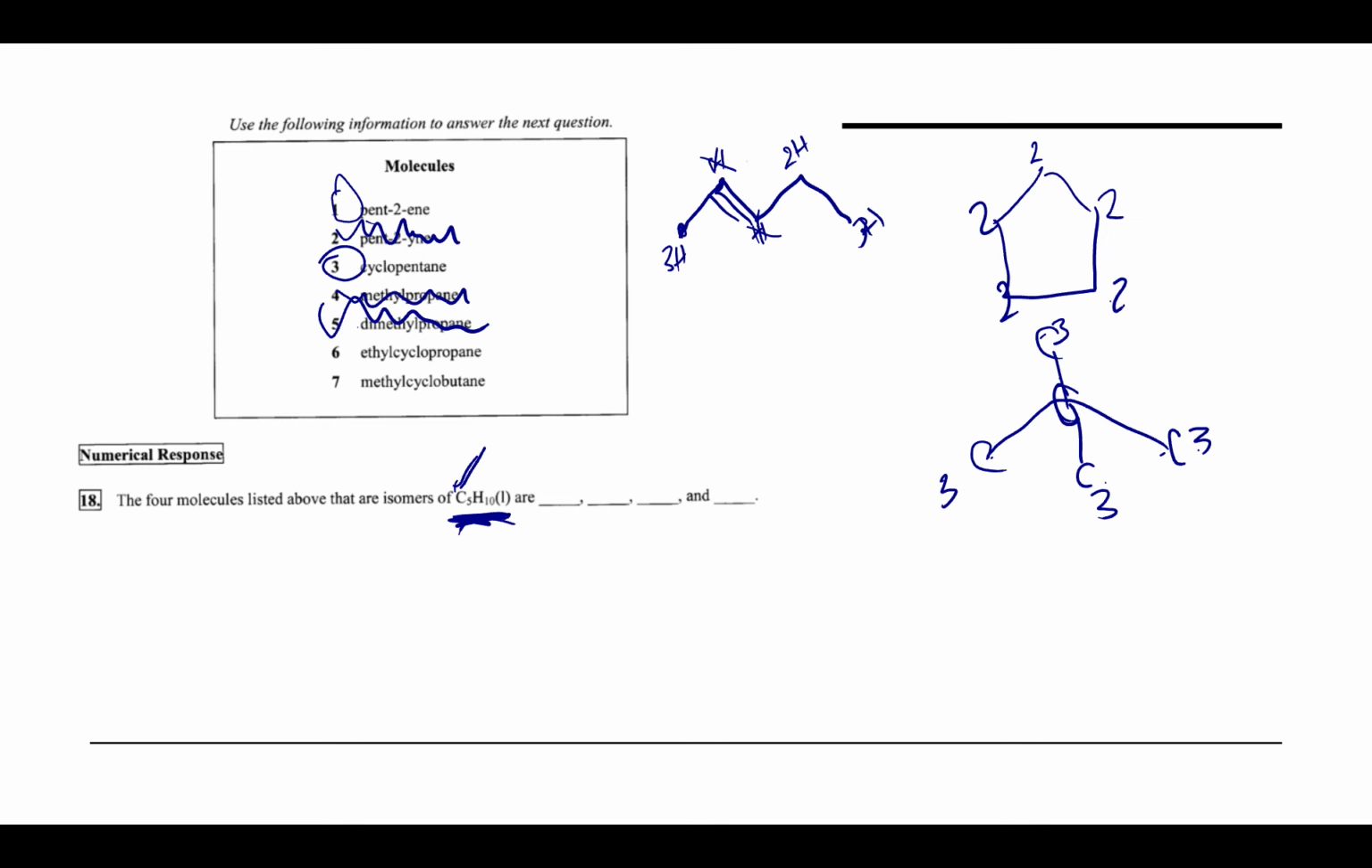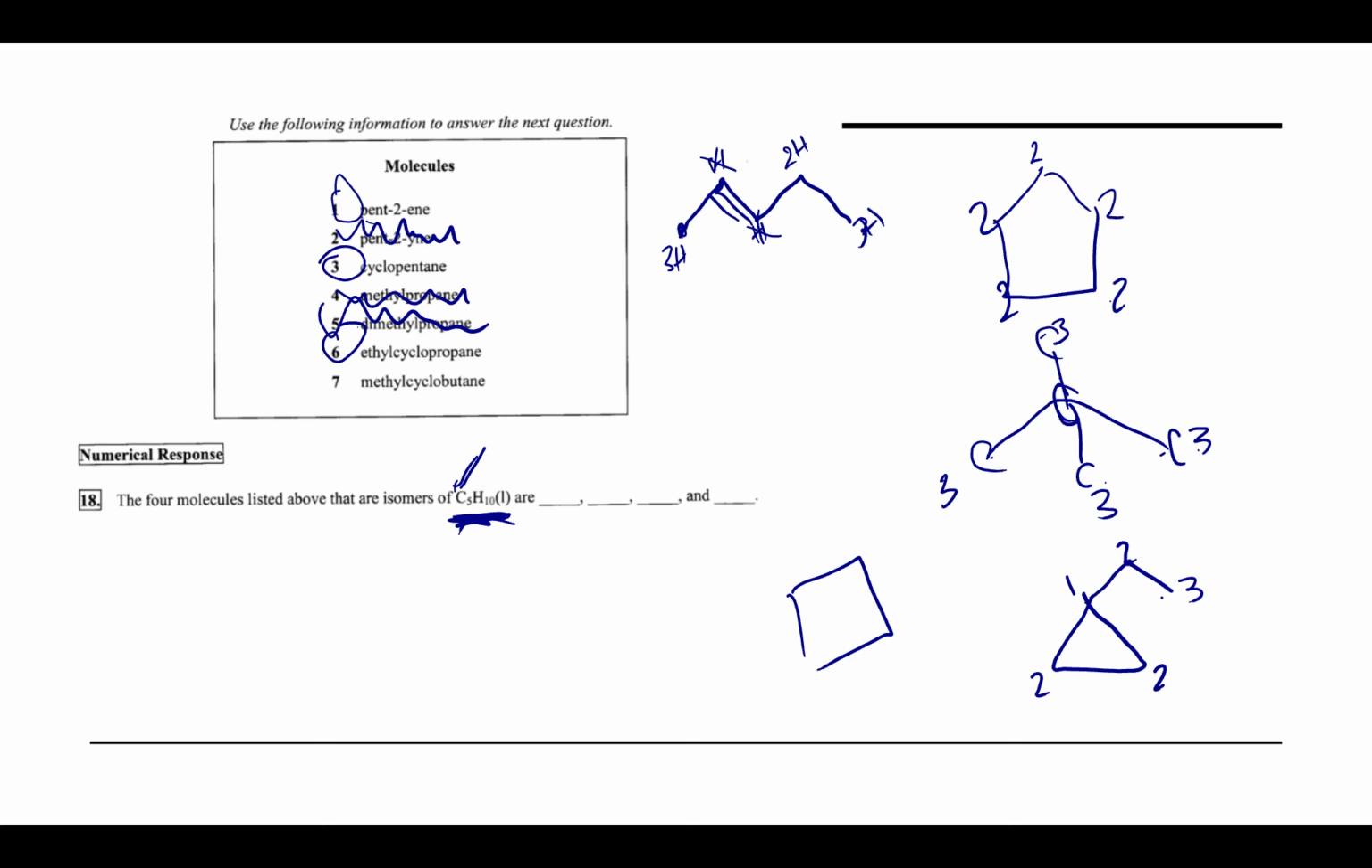Now looking at ethylcyclopropane. So propane, if it's cyclo, means that you're all connected, like a triangle. Ethyl means you have 2 carbons coming off. So we have 1, 2, 3, 4, 5 carbons. And now let's count out our hydrogens. There would be 3 here, 2 here, 1 here, 2 here, and 2 here. So 5 plus 5 is 10. Number 6 works.